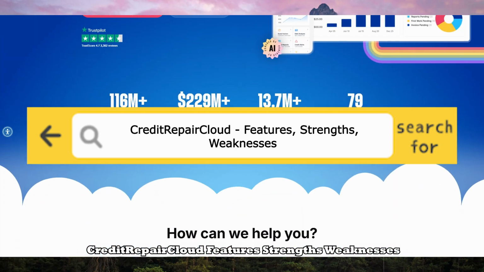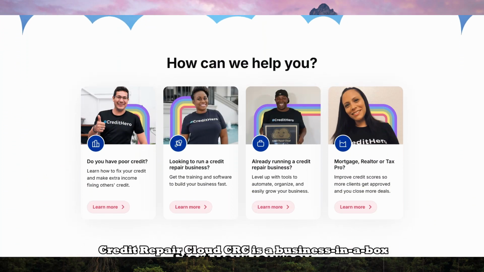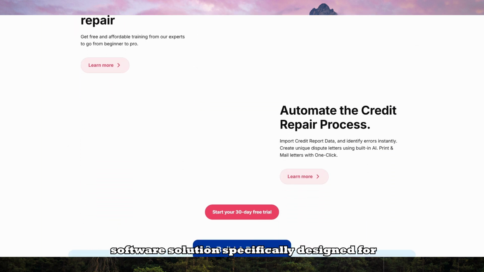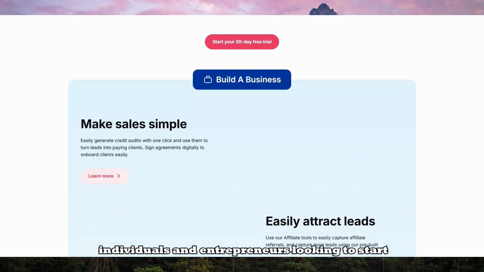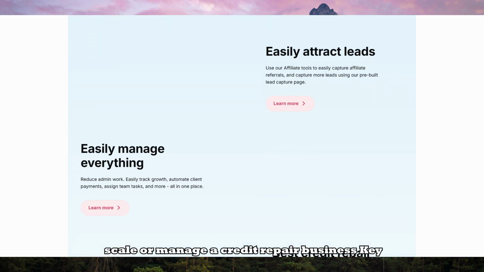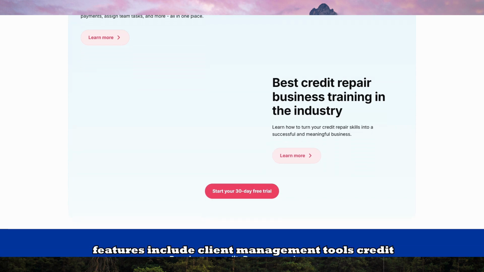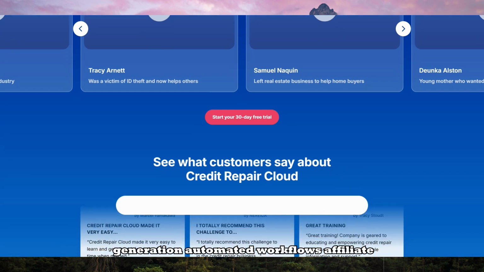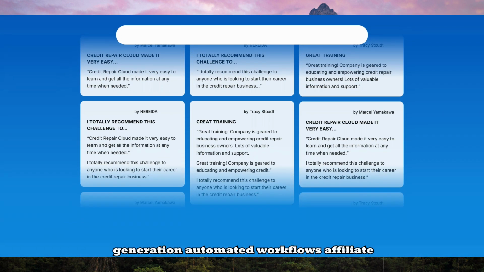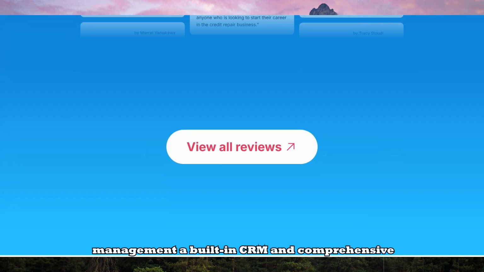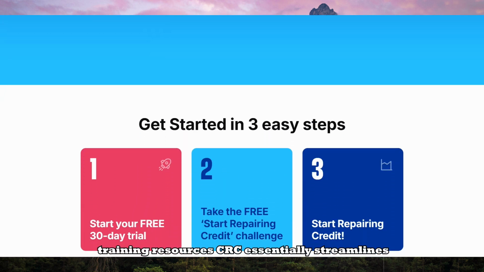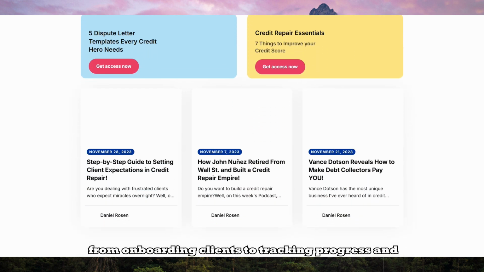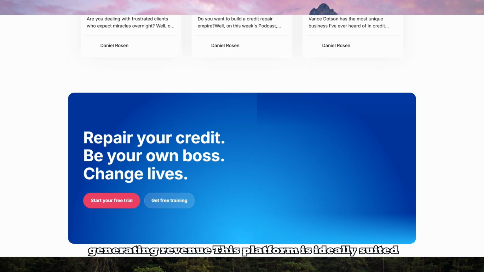Credit Repair Cloud features, strengths, weaknesses. Credit Repair Cloud, CRC, is a business-in-a-box software solution specifically designed for individuals and entrepreneurs looking to start, scale, or manage a credit repair business. Key features include client management tools, credit report importing and analysis, dispute letter generation, automated workflows, affiliate management, a built-in CRM, and comprehensive training resources. CRC essentially streamlines every aspect of operating a credit repair service, from onboarding clients to tracking progress and generating revenue.